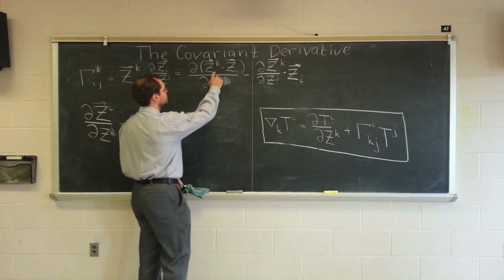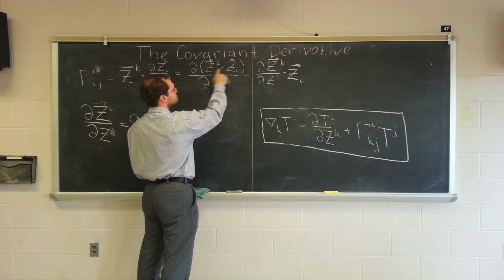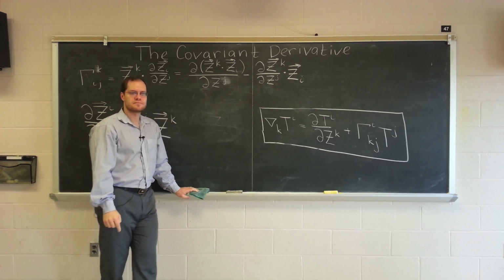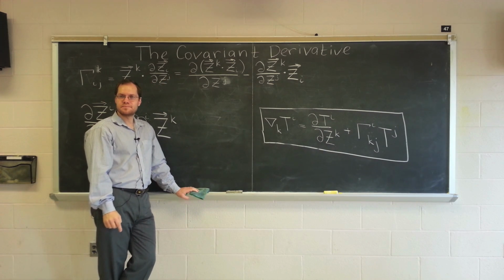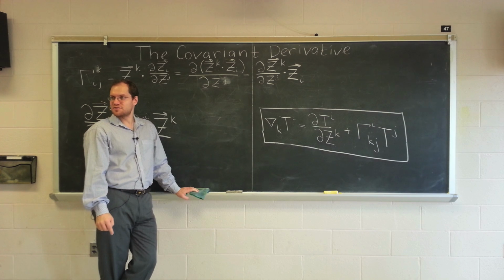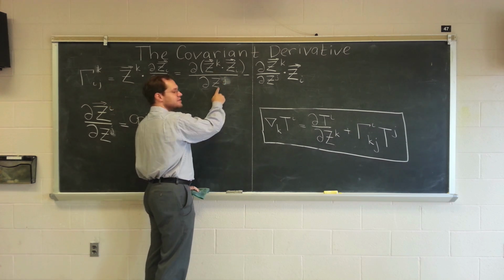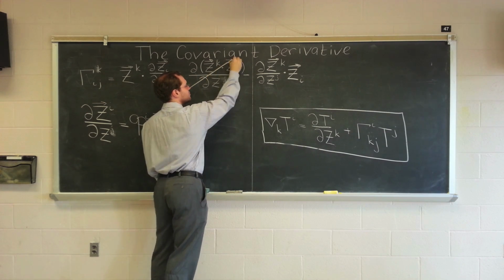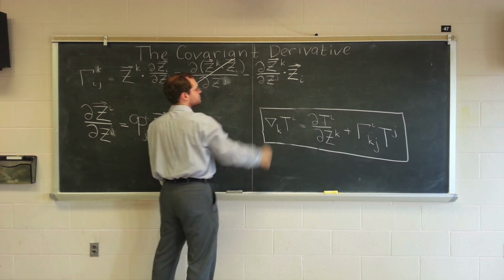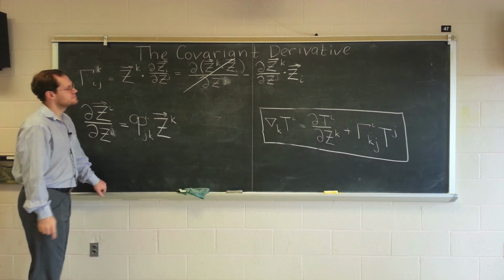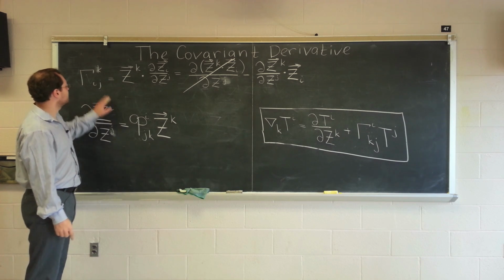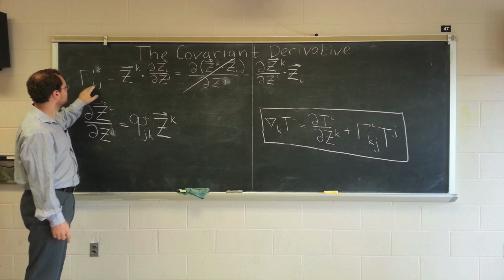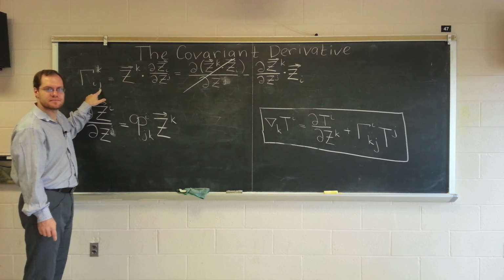And now look what happens here. What is this dot product? Delta ki. Delta ki doesn't change from one point to another. So what is this derivative? So this is 0. So you're left with this, which equals gamma kij.